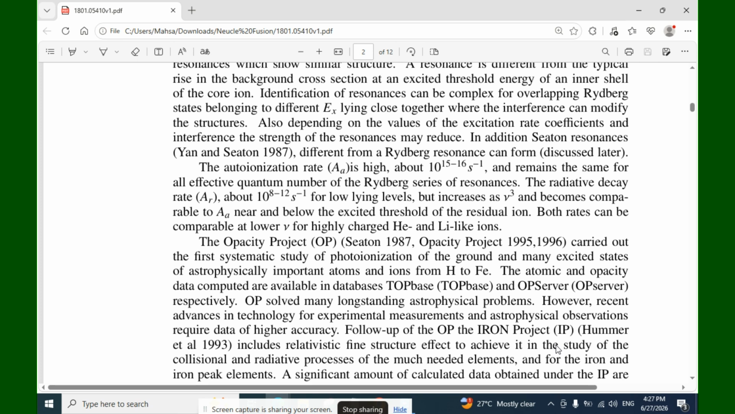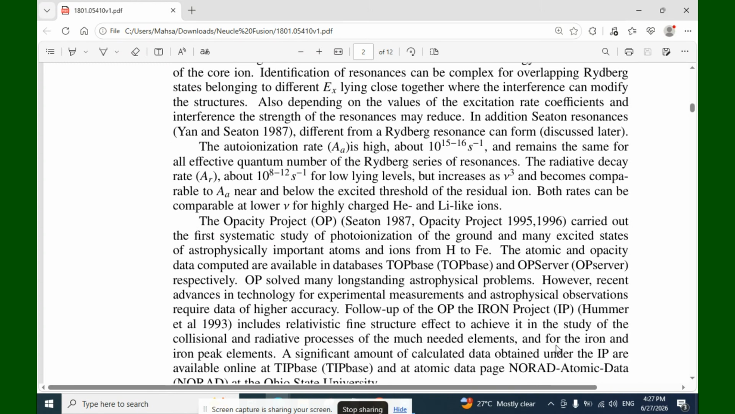The Opacity Project (OP), by the team in 1987 until 1995-1996, carried out the first systematic study of photoionization of the ground and many excited states of astrophysically important atoms and ions from helium to iron. The atomic and opacity data computed are available in the databases TOPbase and OP server respectively. OP solved many long-standing astrophysical problems.